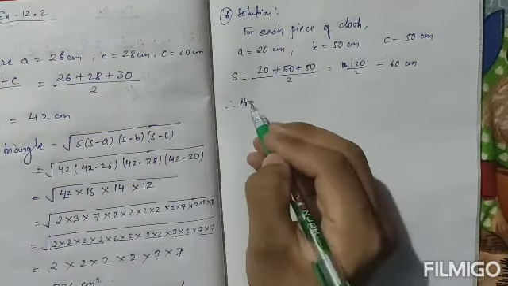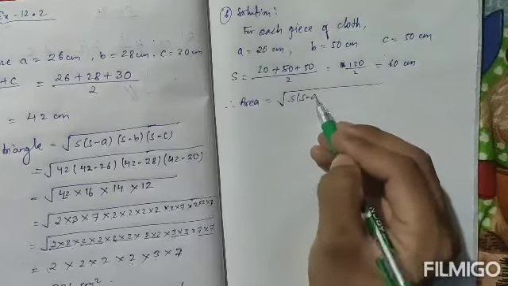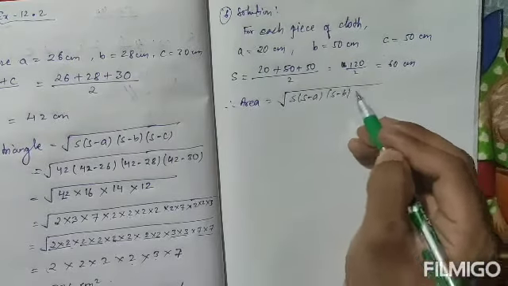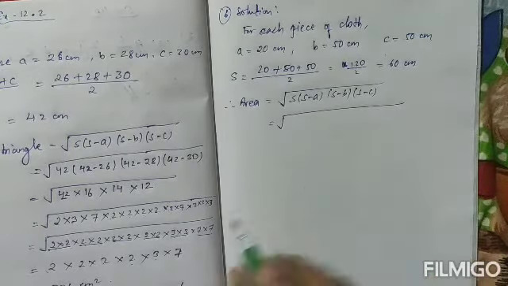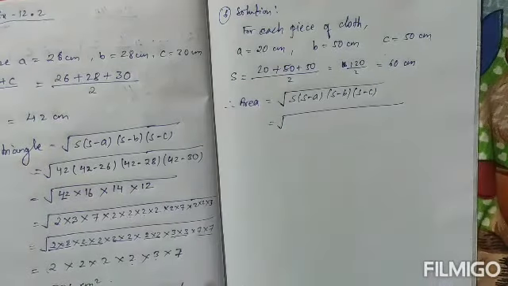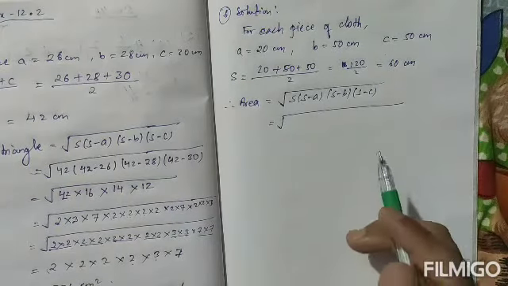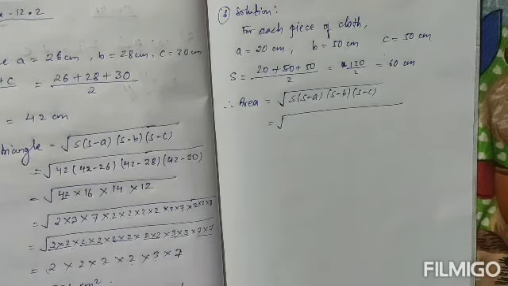Therefore area equals under root S into S minus A, S minus B, S minus C. So we will put the value. This is Heron's formula. According to Heron's formula, the area of triangle is given by root of S into S minus A into S minus B into S minus C, where S is semi perimeter and A, B, C are the sides of a triangle. Now we'll put the values.